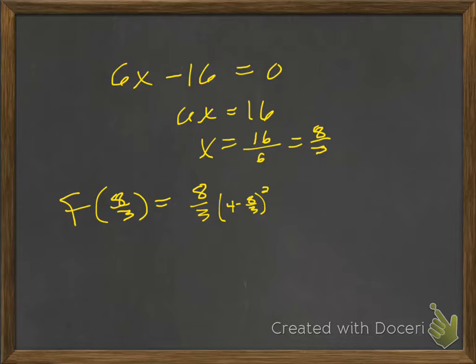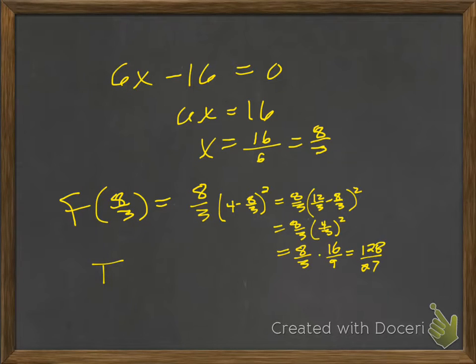So here it is going into the original function, and then there's some work to be done there. So there's me making 4 into 12/3, so I can combine those fractions, and then squaring the fraction, and then multiplying it out, 128/27. So the coordinate point, 8/3 x coordinate of the IP, and 128/27 is your y coordinate.